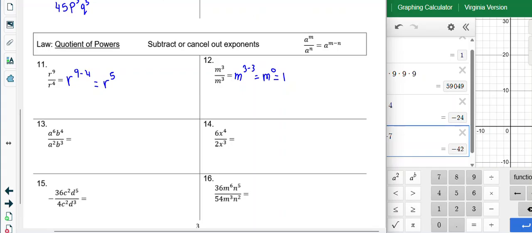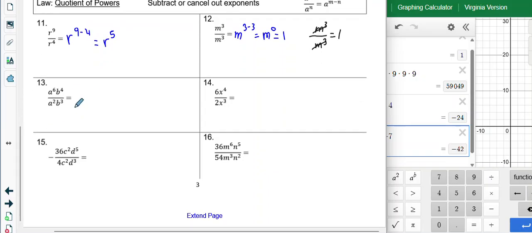Another way you can think about this is, let me rewrite the problem here. Whenever you have the same thing in the numerator, same thing in the denominator, you can cancel them out, and that just equals 1. Anything divided by itself is equal to 1. You can do it that way as well, okay?